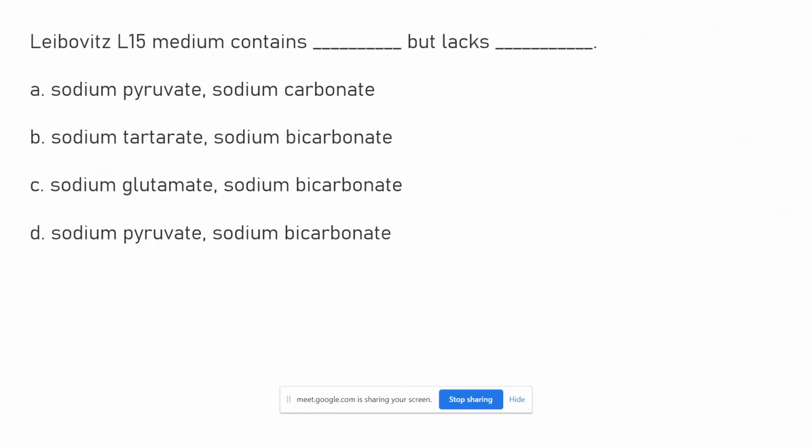So moving to next question. Leibovitz L15 medium contains what and lacks what?